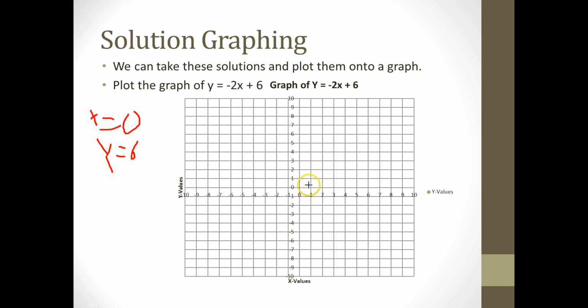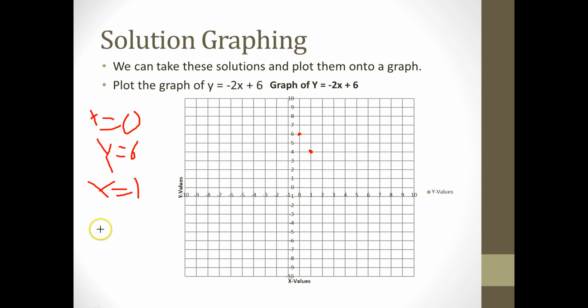So we look at the point where x is equal to 0 and y is equal to 6. So 1, 2, 3, 4, 5, 6. There's a point right here. Let's plug in the next one, x equal to 1. If x is equal to 1, y is equal to negative 2 times 1, which is negative 2, plus 6, which is equal to 4. So at x equals 1, y is equal to 4.